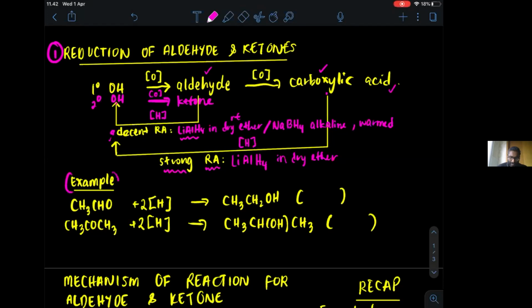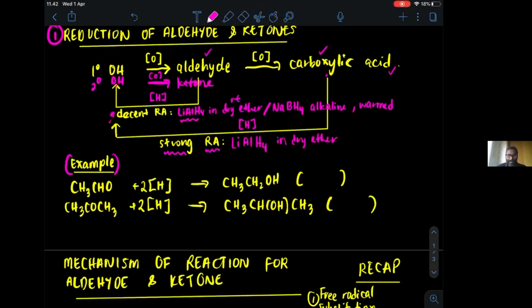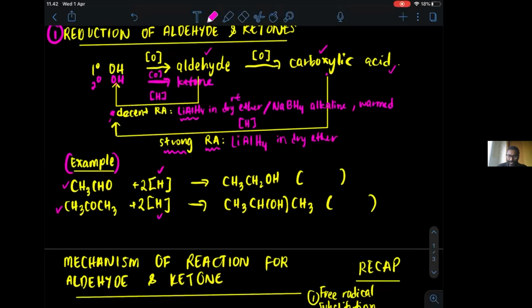Now look at the example given here. There are two examples: one using aldehyde, another using ketone. They put H over there, and they mention that it's going to be reduced. So this aldehyde is going to change into alcohol. I'm going to put CH3, CH2, and then OH. It will change into this.